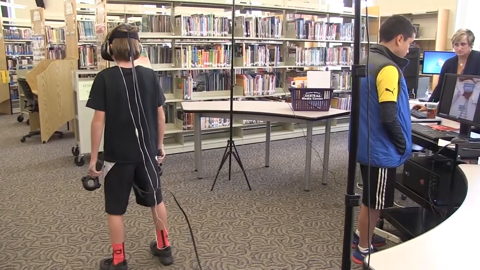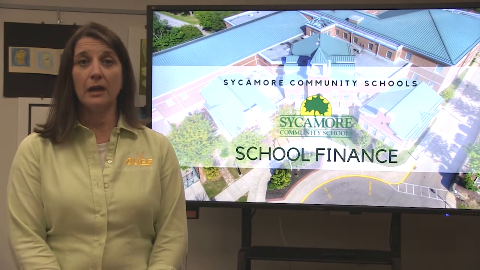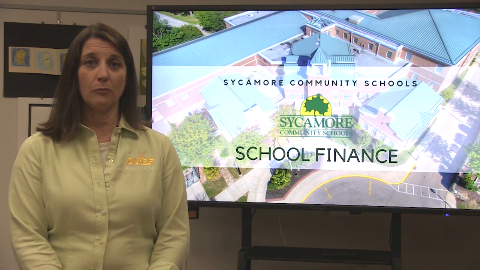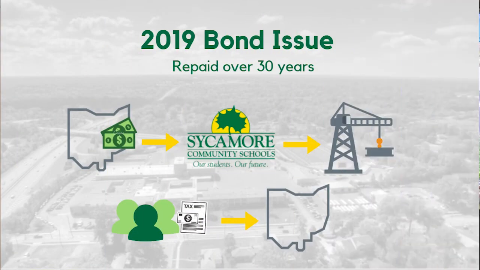The second component is really the term of the bond issue. For this particular bond issue, it's going to be a 30-year term, which means over the next 30 years, our taxpayers will be asked to help us repay that debt on the bonds that will be issued.